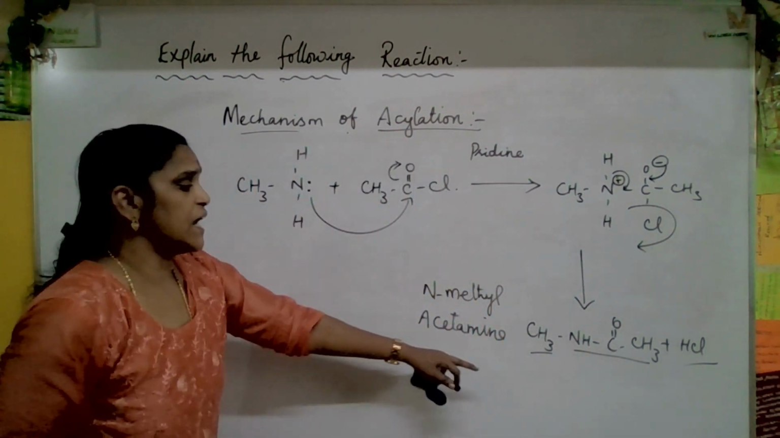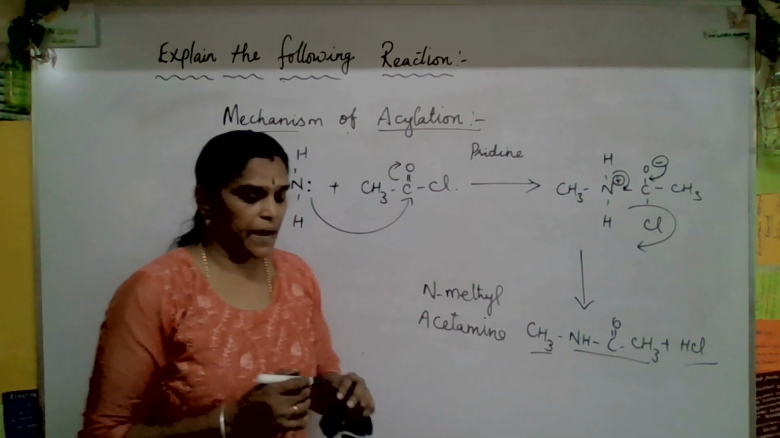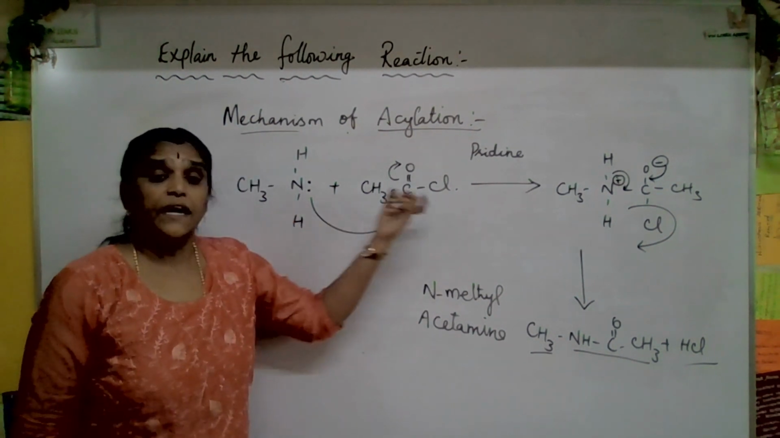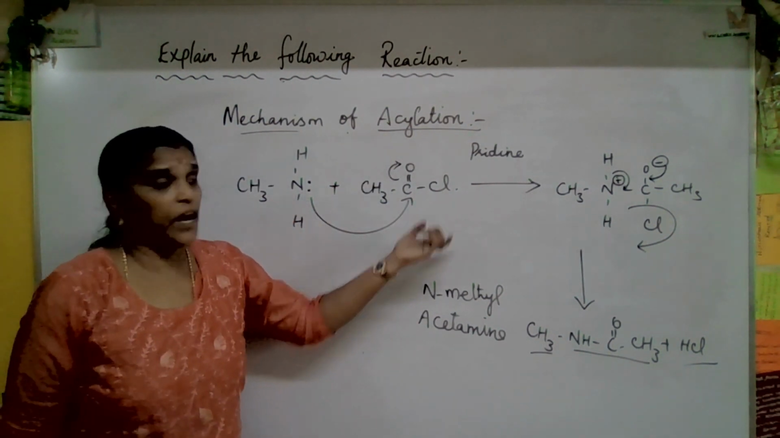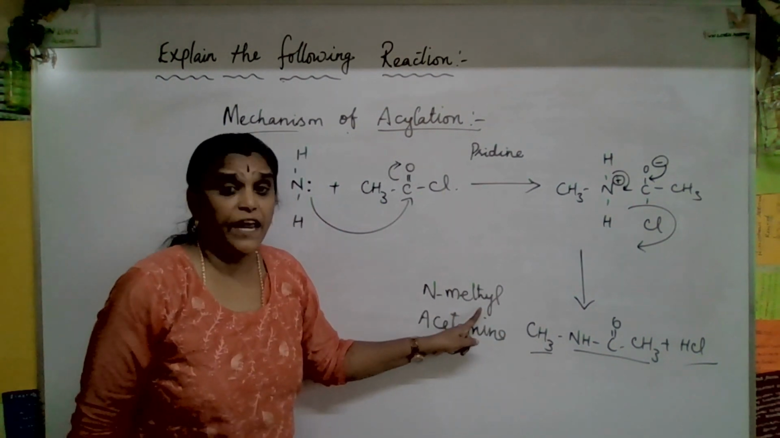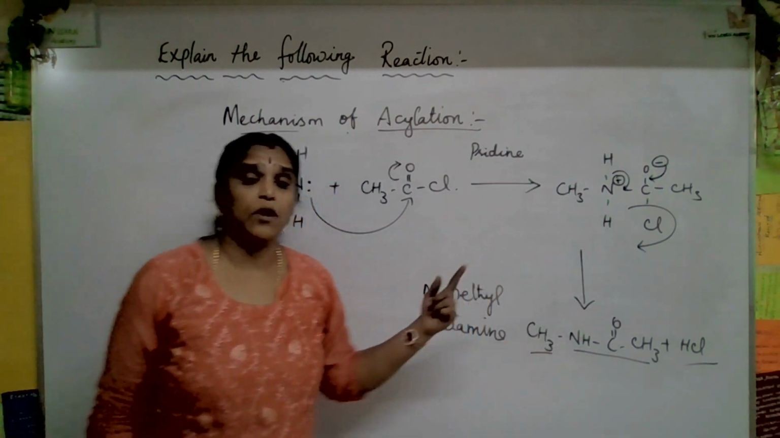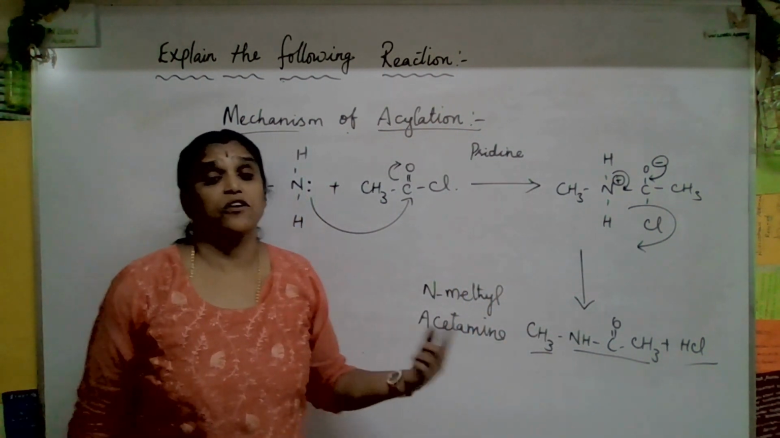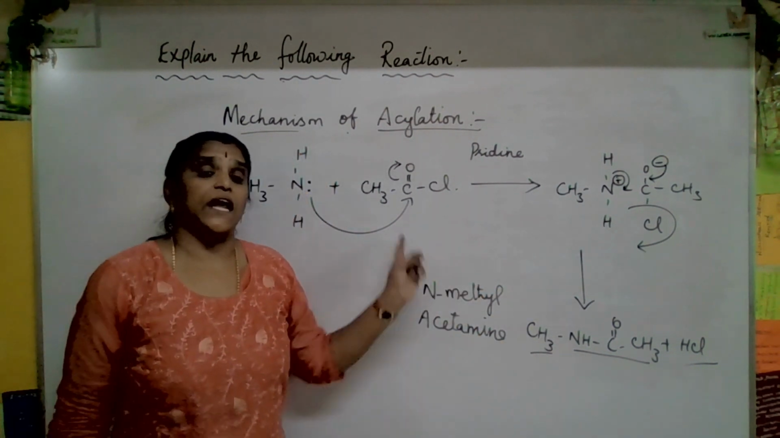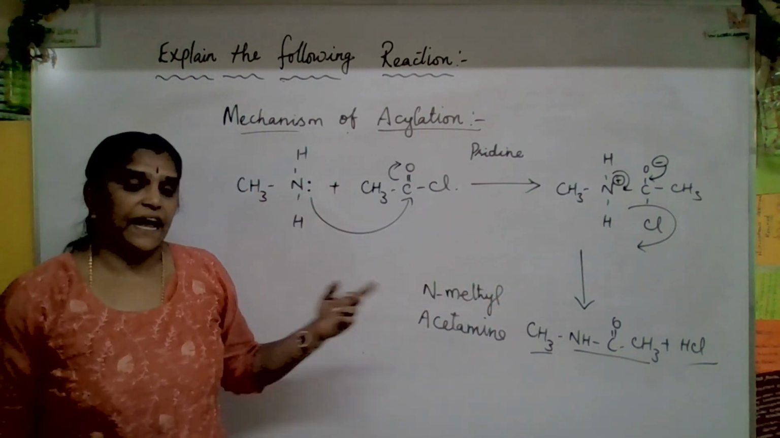Suppose here with C6H5 it is N-phenyl acetamide. Anilide also we can say. Suppose aniline reacts with acetyl chloride in the presence of pyridine. You are getting N-phenyl acetamide, or anilide. Another name for N-phenyl acetamide is anilide. Hope you're clear with this idea. Let us go for one more explanation of the reaction.